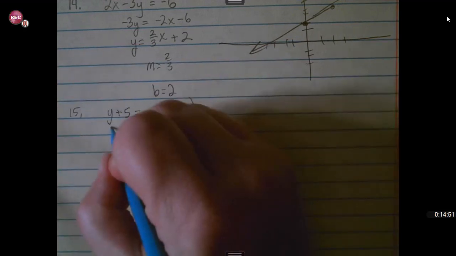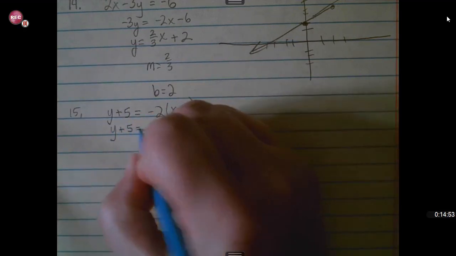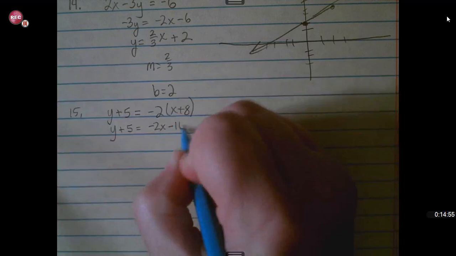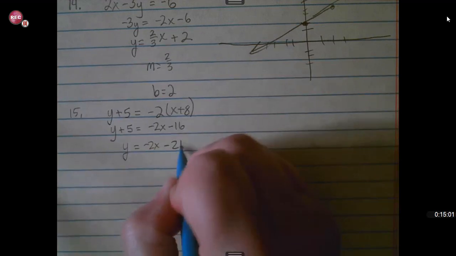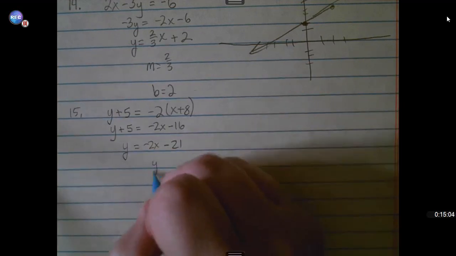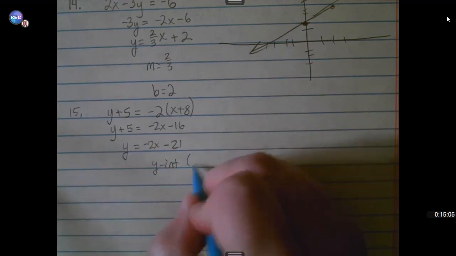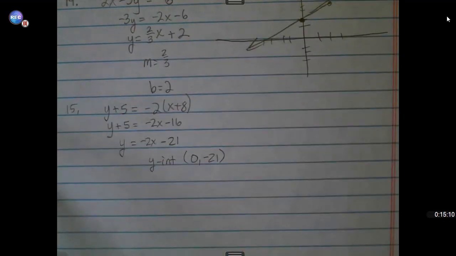So that means I need to distribute that negative 2, negative 2x minus 16, and then I need to subtract 5, negative 2x minus 21. And the y-intercept, or b, is the point 0, negative 21. Move right along.